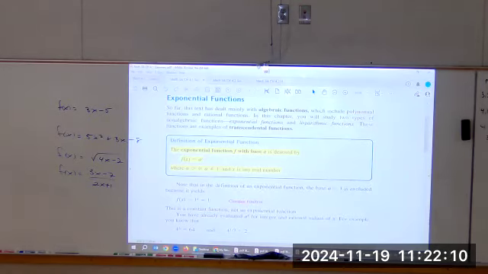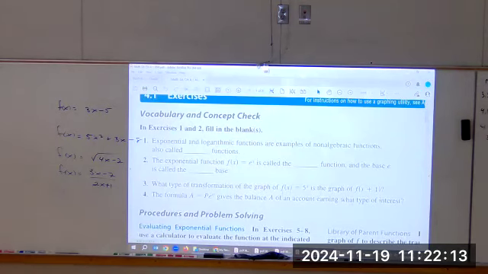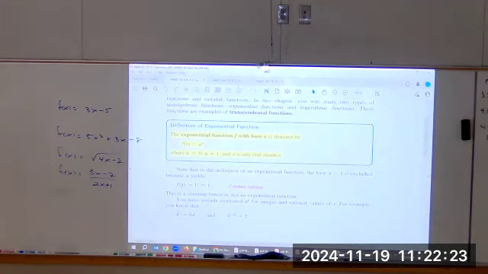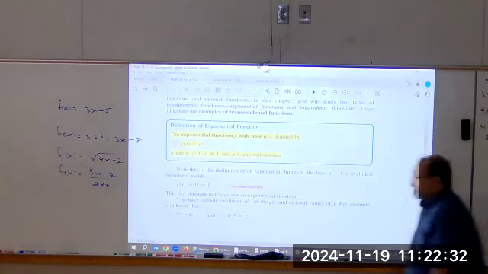The next question. The exponential function f of x equals e to the x is called the blank function, and the base e is called the blank base. So we're going to be on the lookout for that. The exponential function with base a. Shoot, we want e. But we've got to read this. The base a is denoted by f of x equals a to the x.